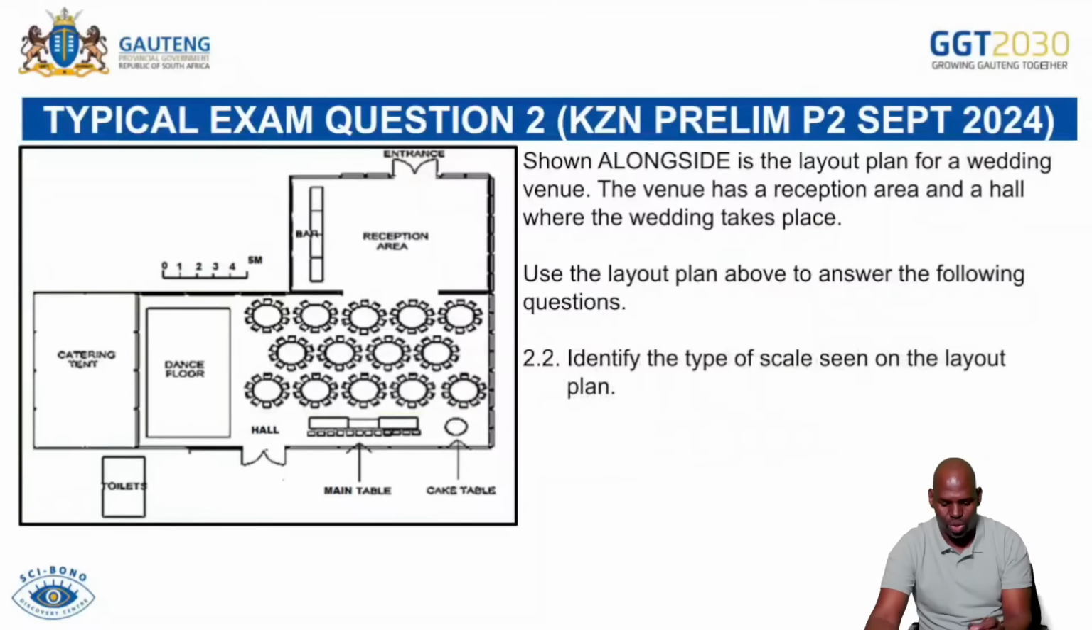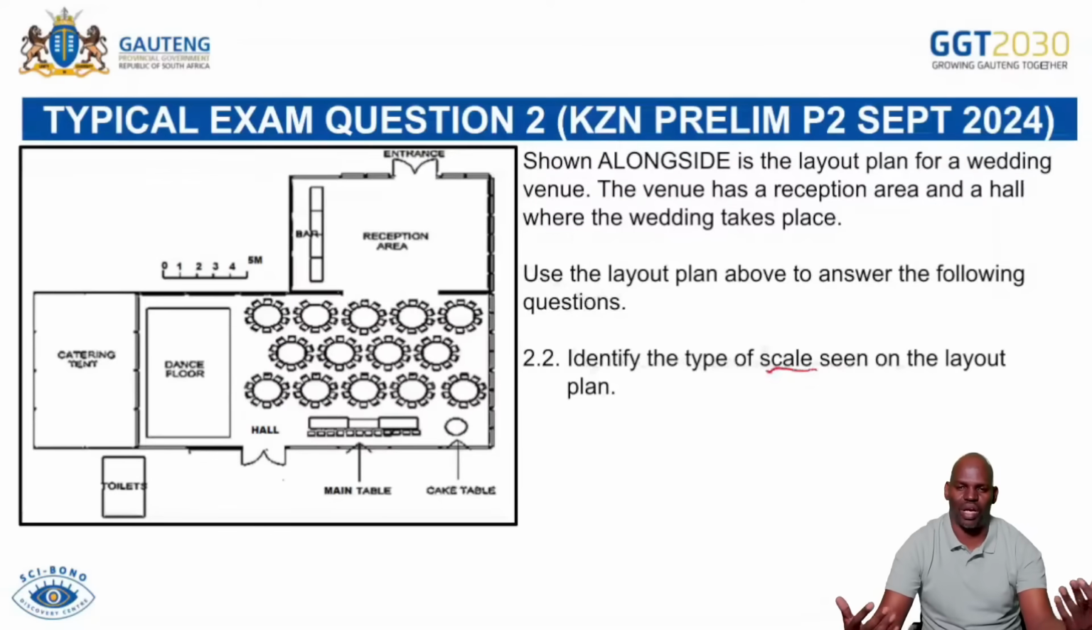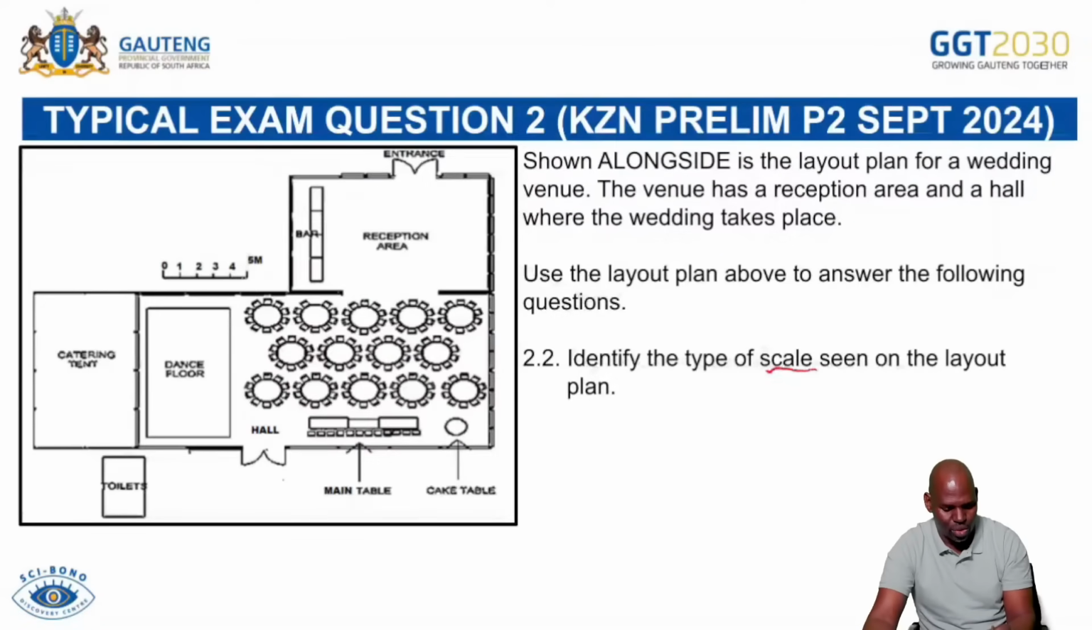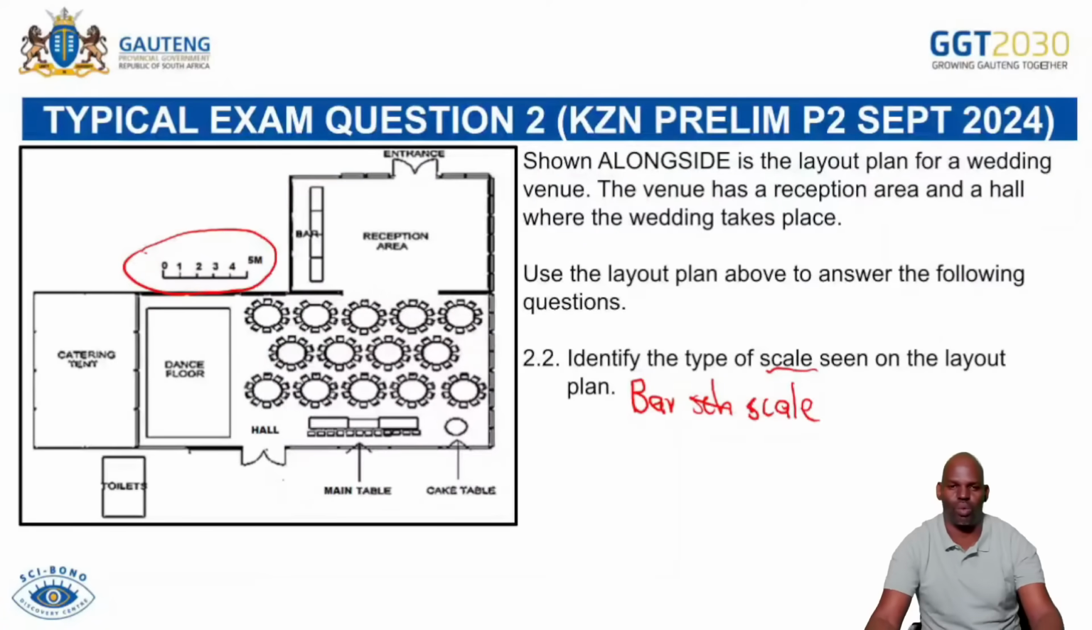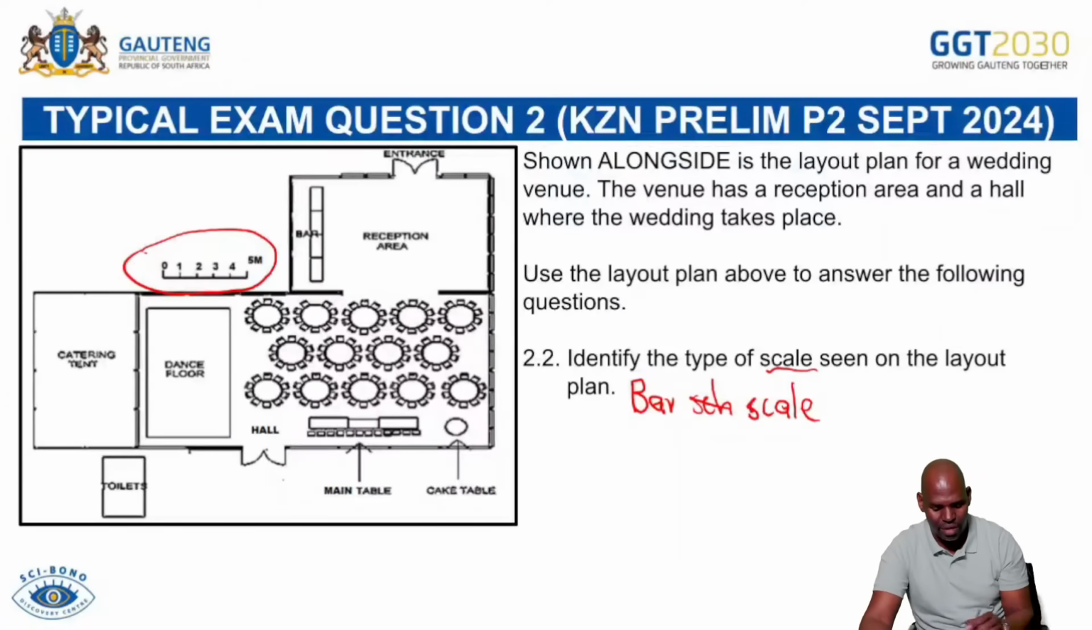Okay, and then the next one is: use the layout to answer the following questions. Identify the type of scale seen on the layout. So we all know that we've got two types of scales: a number scale and a bar scale. From this one, if you check the scale, you can see that we actually have a number scale. Sorry, we've got a bar scale. So with scales, it's either a bar scale or a number scale. So this one is a bar scale.